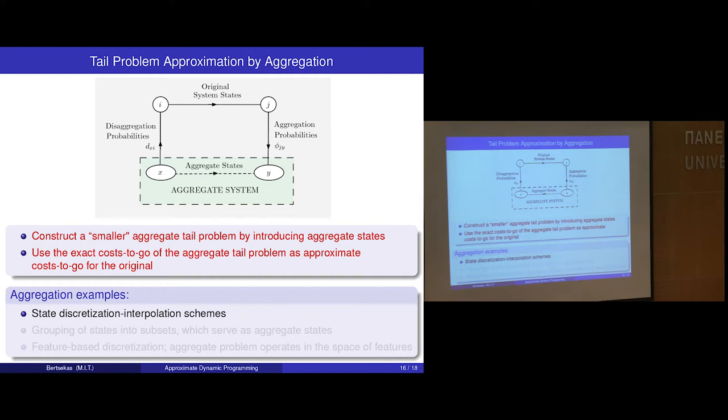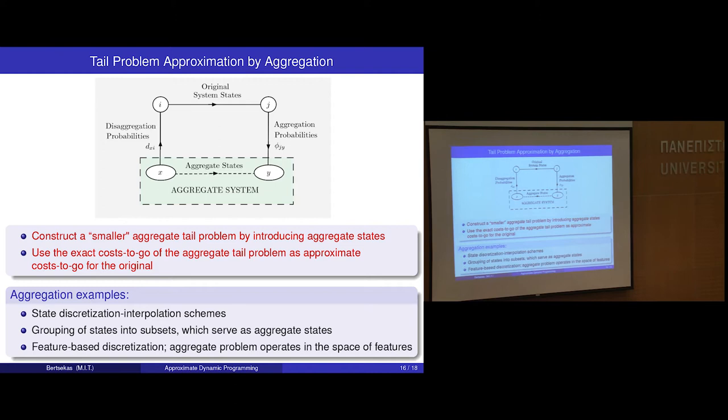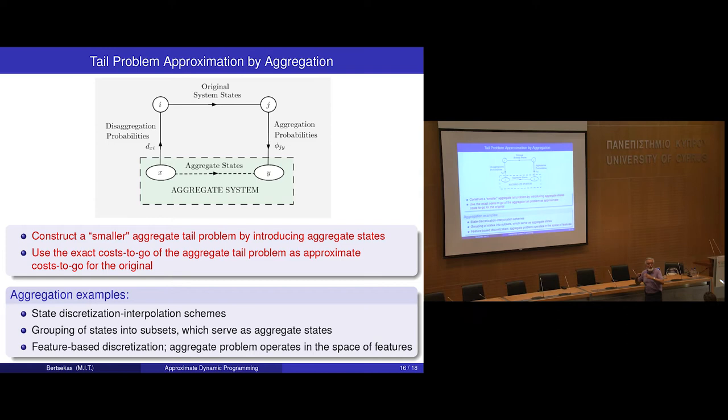Okay, some aggregation examples. When you have a problem involving a continuous state space, you consider as aggregate states various discretization points, and then you associate neighboring states to the points in the discretization grid. There are many different possibilities, and an interesting possibility is discretization based on features. You create a feature vector for the state, and you discretize in feature space so that states that have similar features are together.